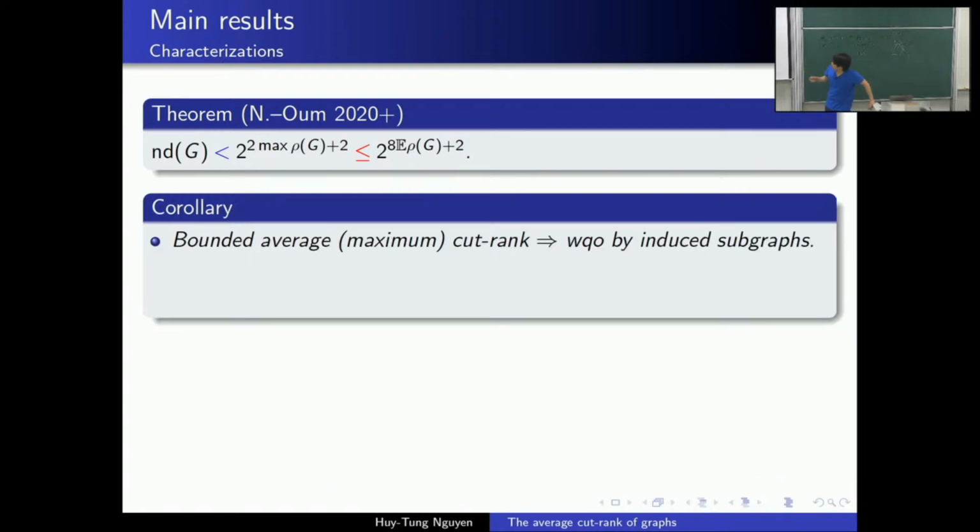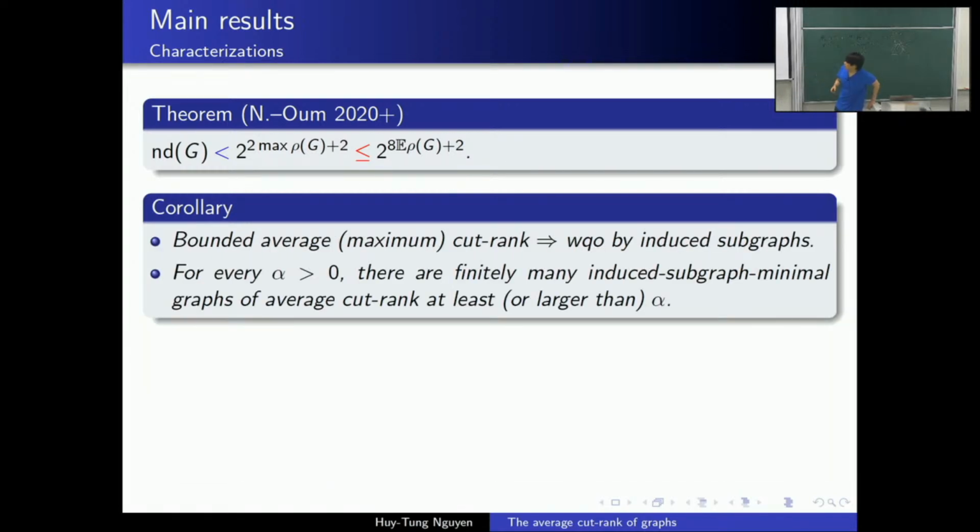All right, and so for every positive real alpha, there are only finitely many induced-subgraph-minimal graphs of average cut rank at least or larger than alpha. So we have to split this into two categories. The first one is at least, and the second is larger than, because right now the average cut rank is a rational number, and so we have to split the two. And alpha is a positive real number, so it's not only an integer.